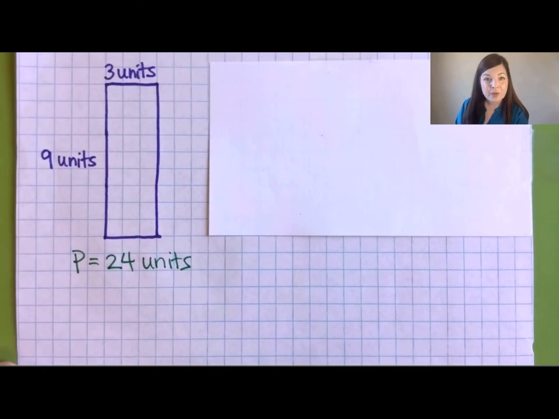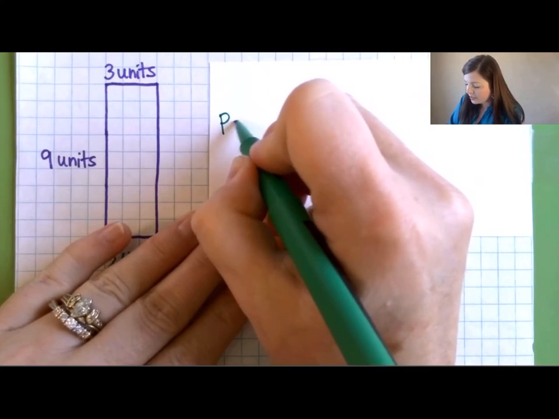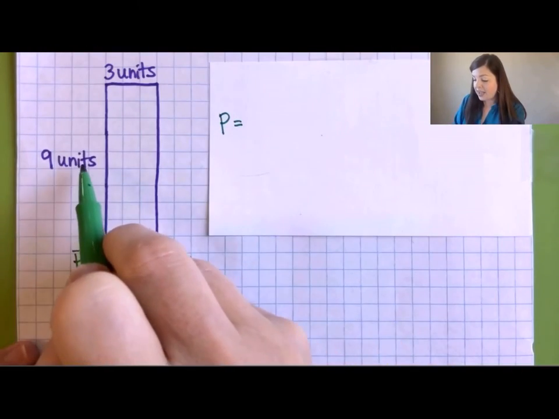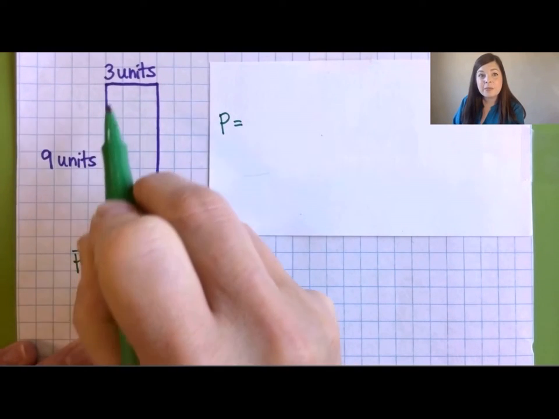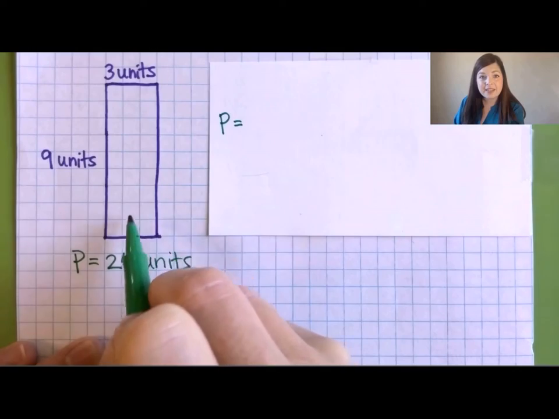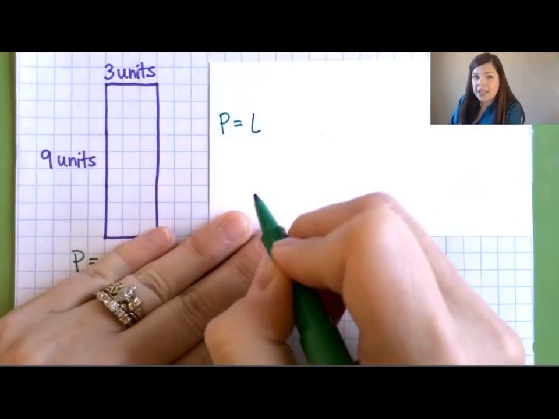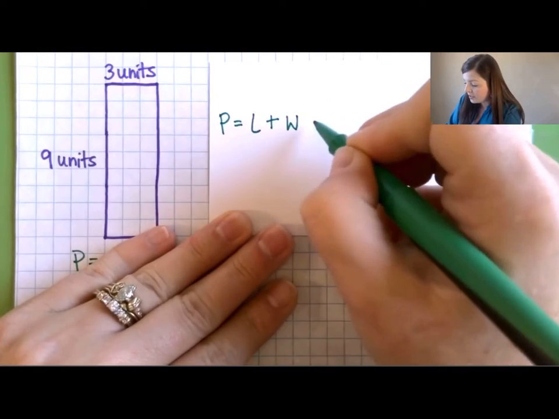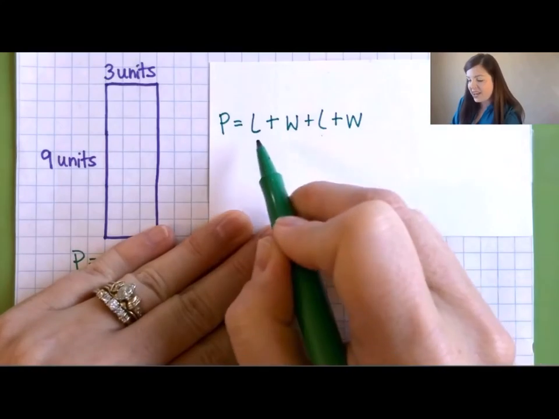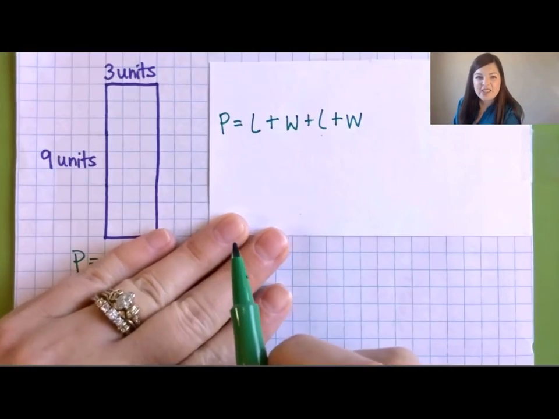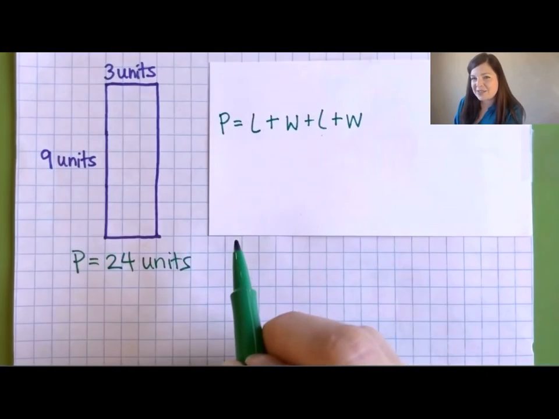Now let me record what we just said. We said that to find the perimeter, we could add 9 plus 3 plus 9 plus 3. That's the length plus the width plus the length plus the width. So to find the perimeter, we could do length plus width plus length plus width. Now I'm writing these L's a little bit funny so that we don't get them confused with a number 1, but they're really just lowercase L's.